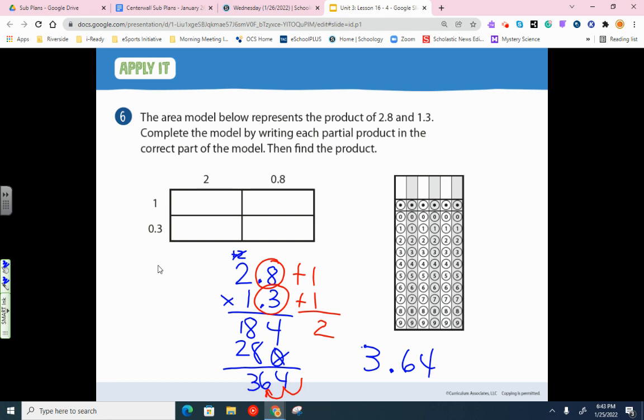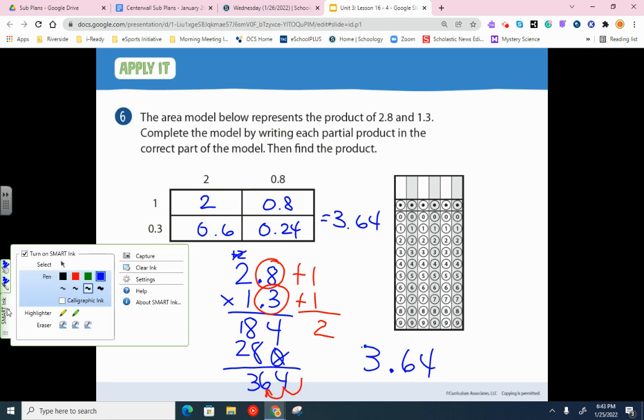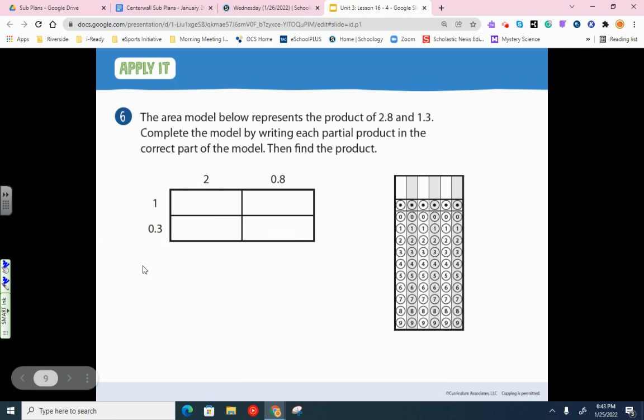For those that are curious, if you want to do the area model part, just for fun, we have 2, we have 8/10, we have 6/10, and we have 2400ths. And if you add all those up, those will give you your 3 and 6400ths. Again, it's just for fun. Let's turn the page. And we're only going to do question 7. You can cross off question 8.